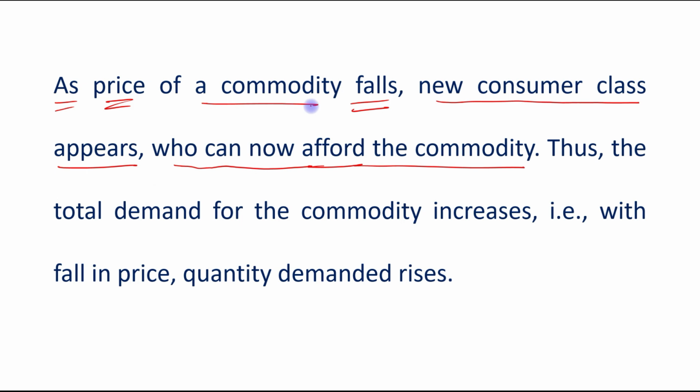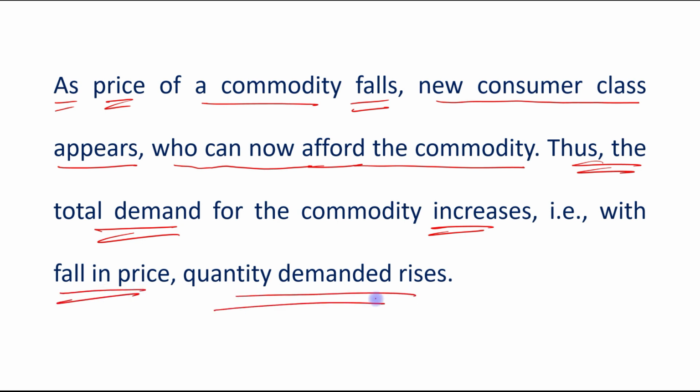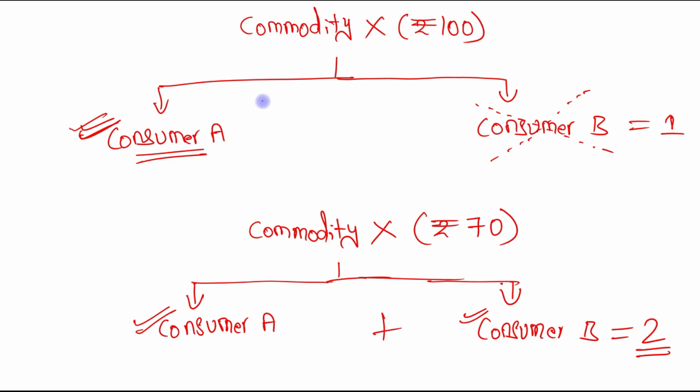So as the price of the commodity falls, a new consumer class appears who can now afford the commodity. Thus, the total demand for the commodity increases. That is, with fall in price, quantity demanded rises. This is what we saw in our example: as the price of the commodity reduces from rupees 100 to rupees 70, the total quantity demanded increases from 1 to 2.